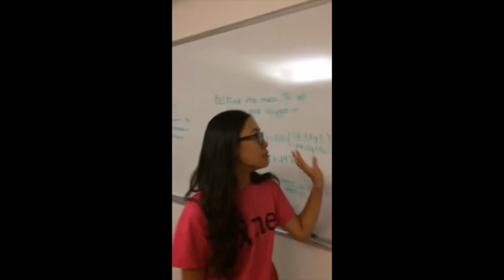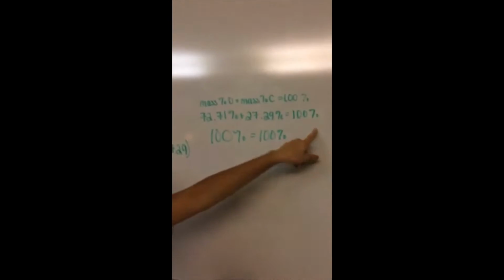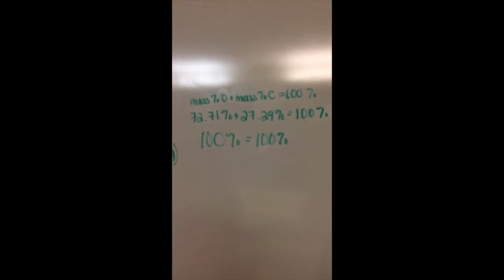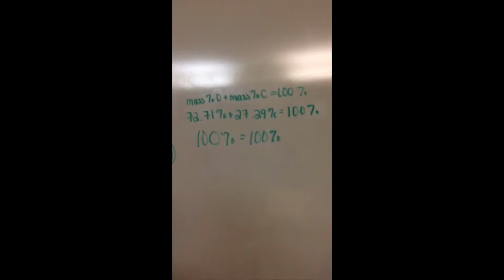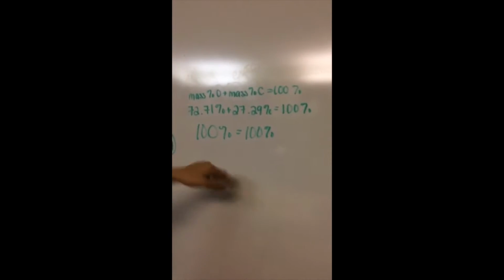And also, after you finish doing all that, you should always check to make sure that everything adds up to 100. This is the easiest way to look for any errors you have made, or to confirm that you have done everything correctly. And we have done everything correctly, so we are good.